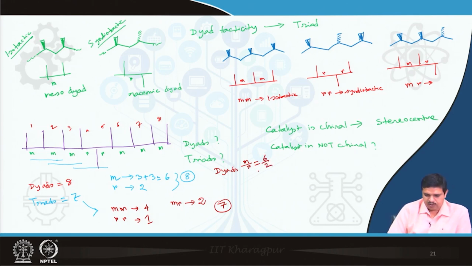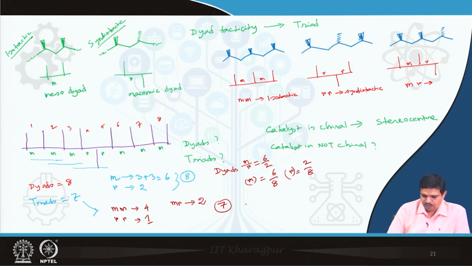And in this is the M by R, and we also represent it in this way. So, M, how much? Okay. I am getting the ratio with respect to the total number of diads. The M I am getting 6 by 8 and R I am getting 2 by 8.